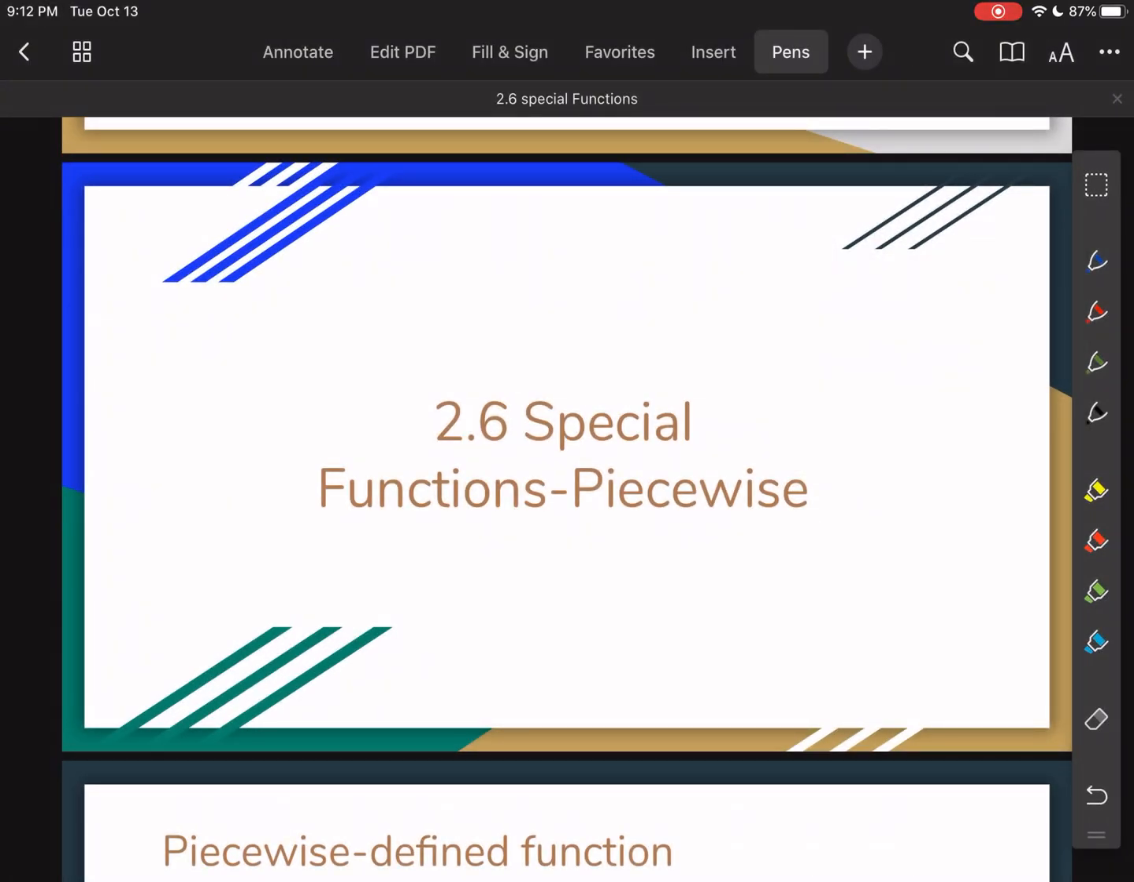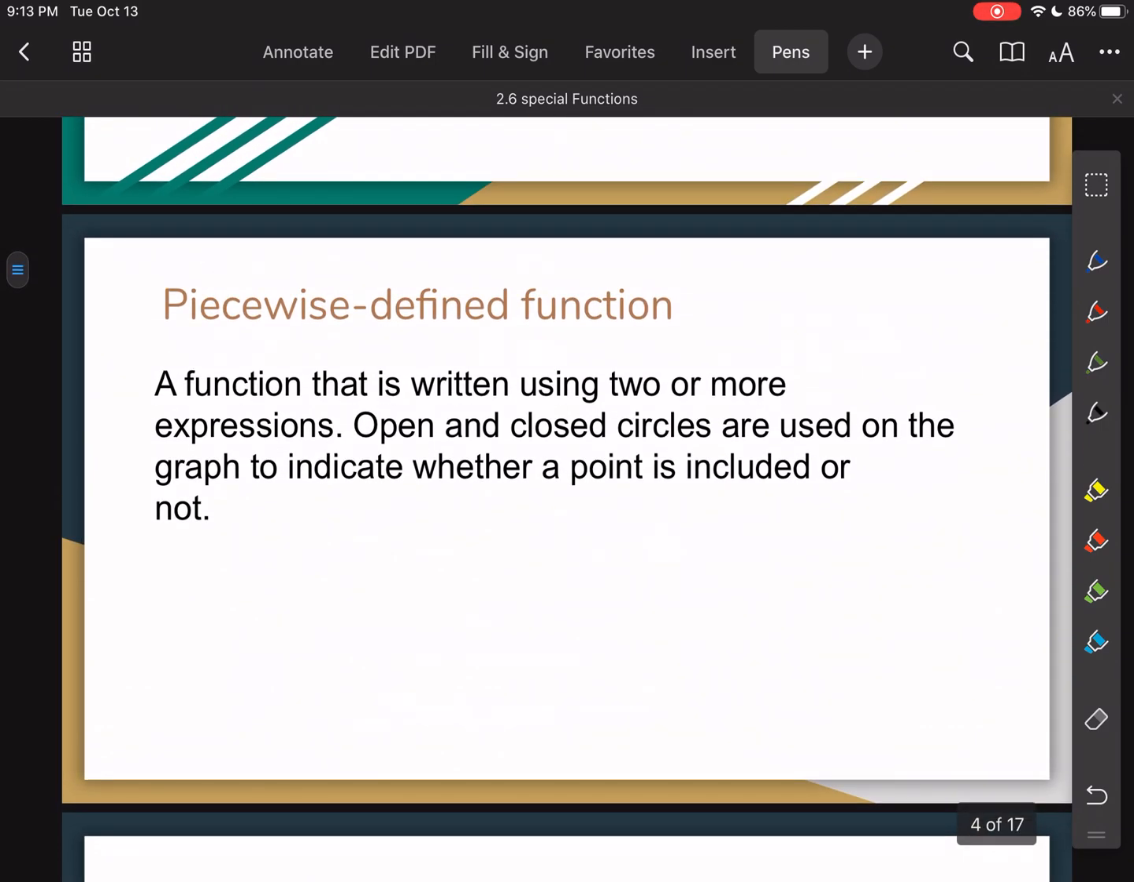All right, Algebra 2, 2.6, special functions. Specifically looking at piecewise functions today. So buckle up. In years past, this has been confusing for students. I'm going to try to make this very clear for you guys today. But do pay attention. You'll be able to review this video whenever you want, if that's helpful.